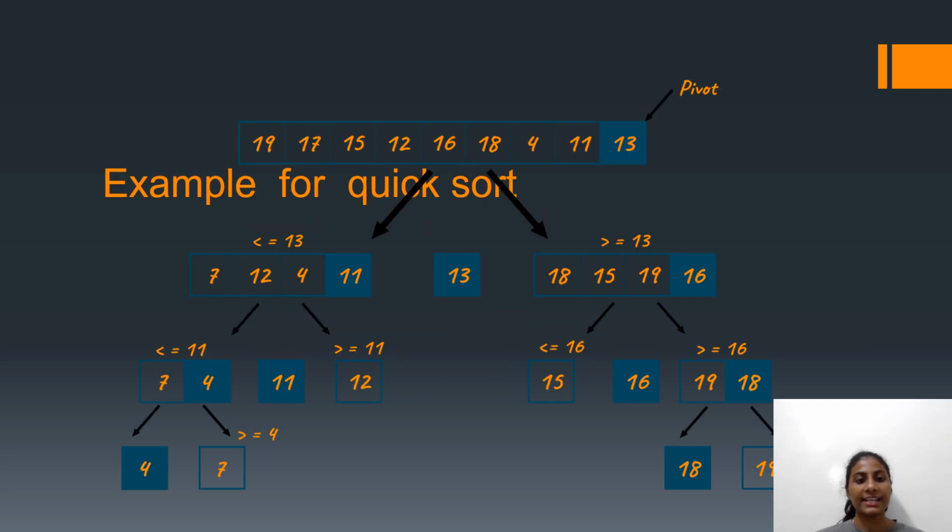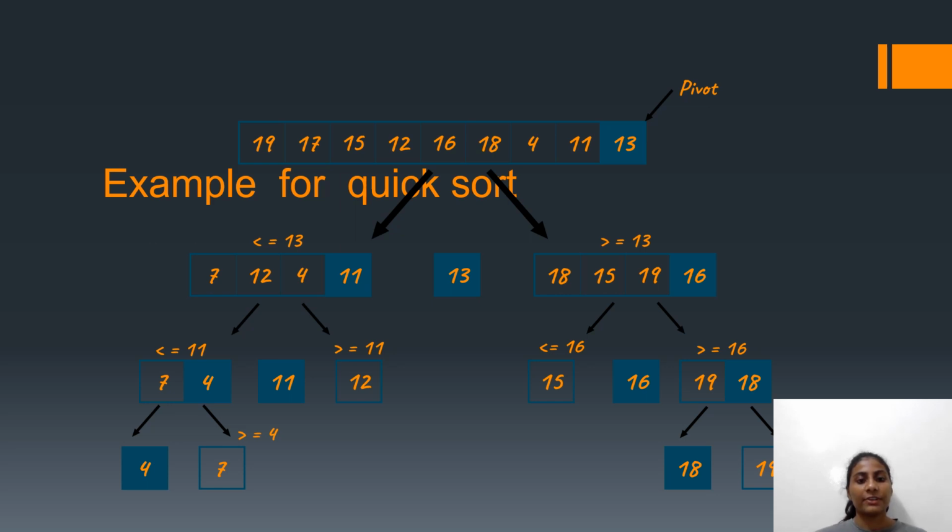To understand better, here is an example of quicksort. We have the values arranged in an array like 19, 17, 15, 12, 16, 18, 4, 11 and 13. We are taking the pivot point, that is 13. The last value will be considered as the pivot point. Here in quicksort we have two cases: less than or equal to 13, and greater than or equal to 13. In the array, less than or equal to 13, we have the values 7, 12, 4 and 11. In greater than or equal to 13, we have the values 18, 15, 19 and 16.